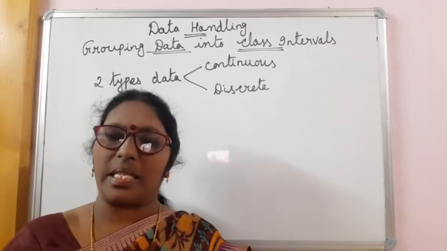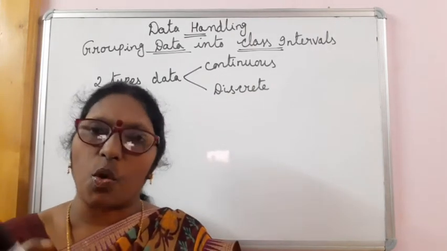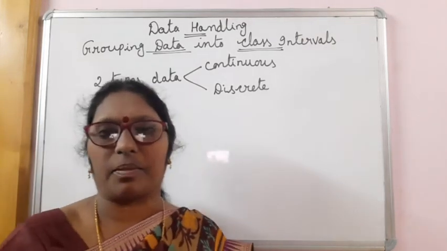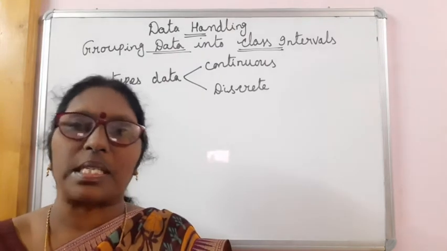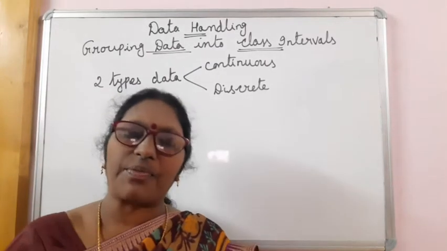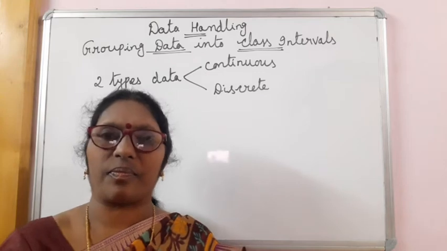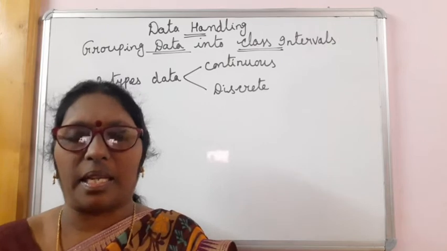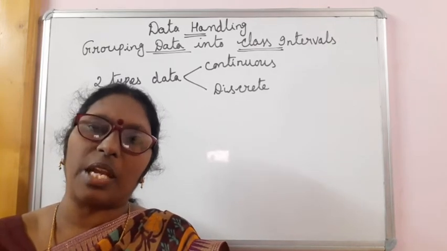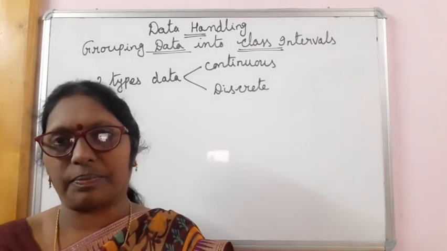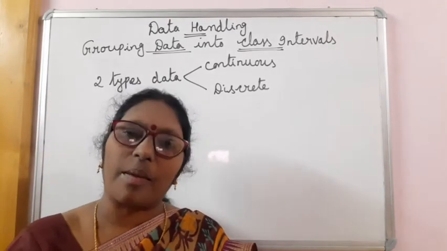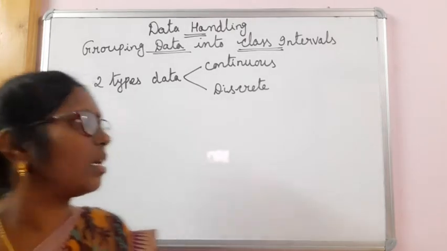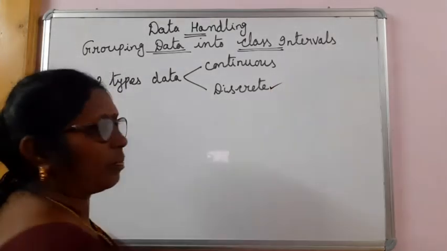Discrete data means the data which has only whole numbers. Let me give you an example of discrete data. The number of members in a family, number of students in a class, these come under discrete data. Number of members in a family is either 2, 3, 4, 5 or any other whole number. Same way, the number of students in a class also is a whole number always. That is our discrete data.